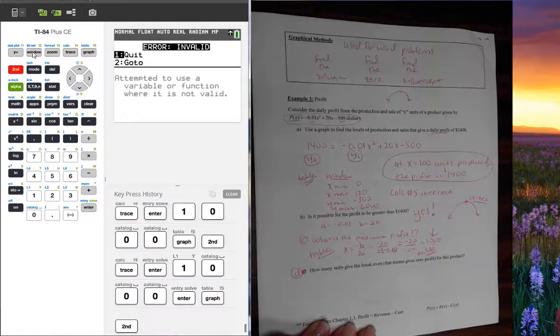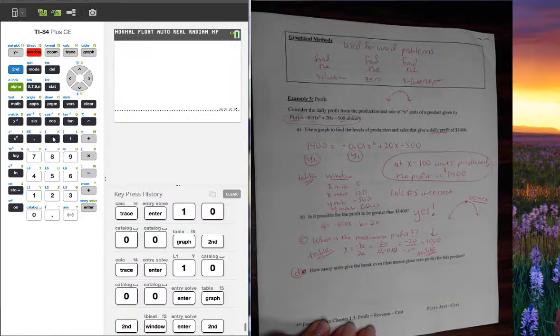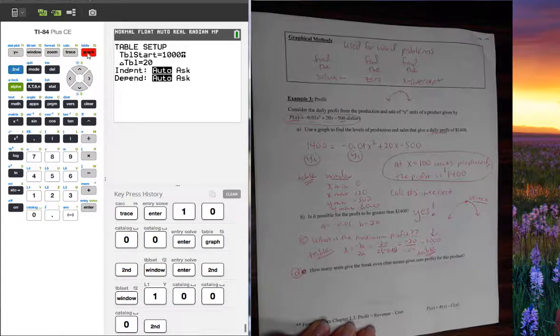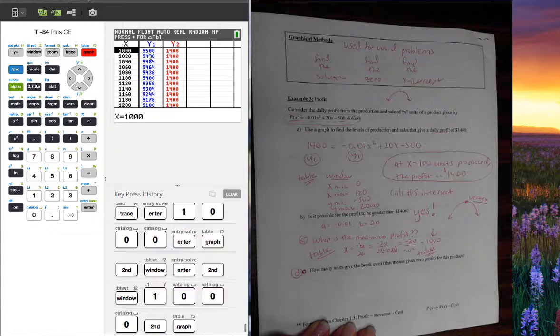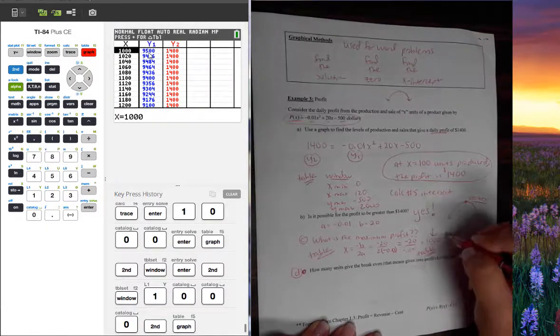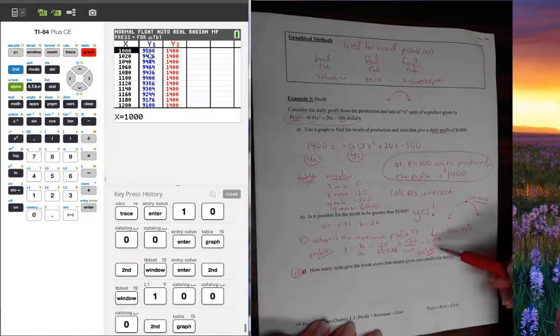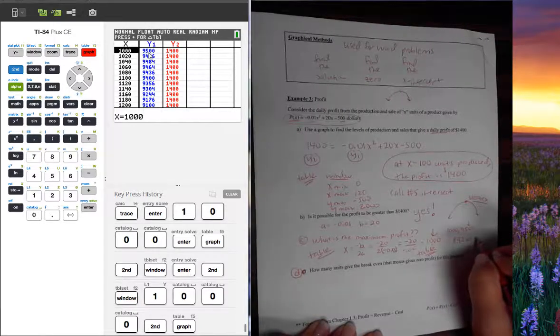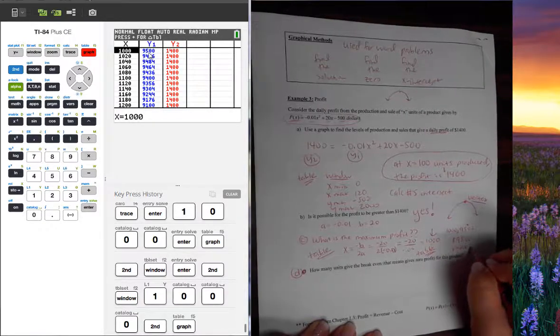Let's go to the table. Table settings. Let's just start at 1,000. And it'll tell us our table. Right there, 9,500. So in the table, at x is 1,000, you get the 9,500 beside of it, and that's the profit. And that would be the max profit. We just calculated the vertex of this problem. So $9,500 is the max profit.